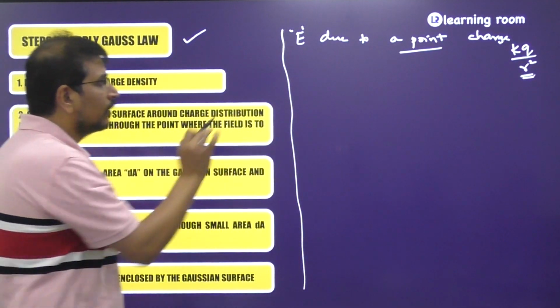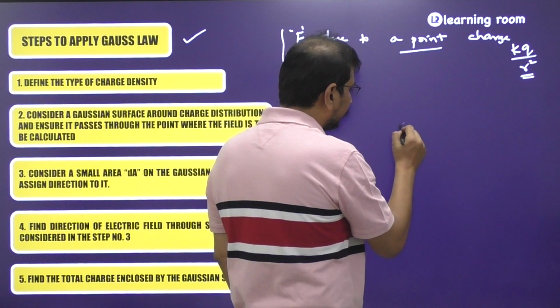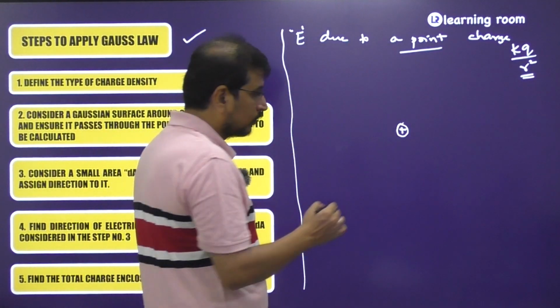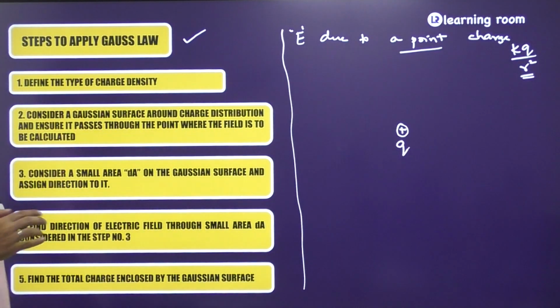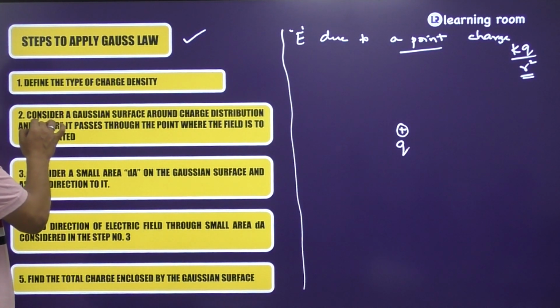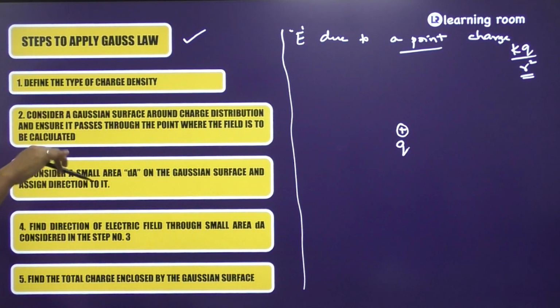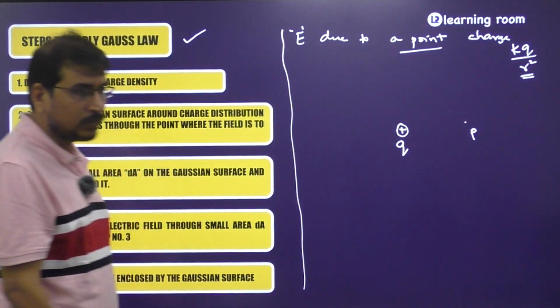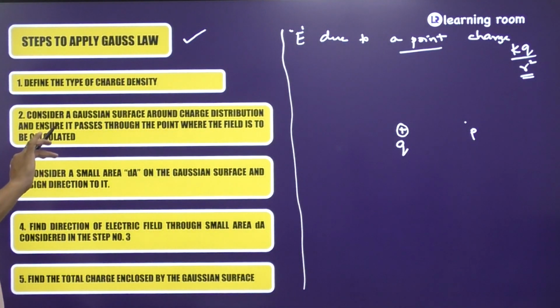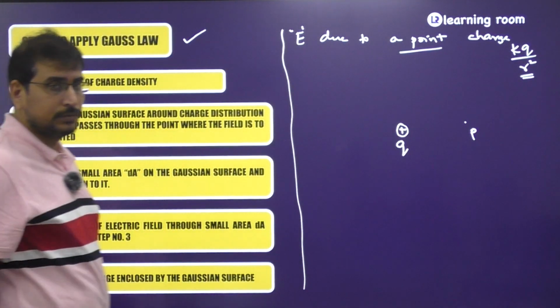So first, I have a point charge. Is there any type of charge density you can define for this? No, because it is just a point charge. Second is, consider a Gaussian surface around the charge distribution, and ensure it passes through the point where the field is to be calculated. Suppose I am interested in calculating the field at this particular point P. Now I need to consider a Gaussian surface which is symmetrical to this.